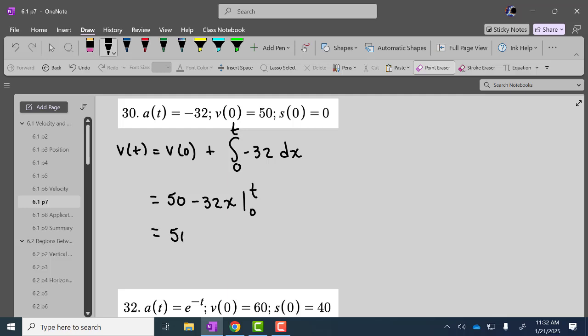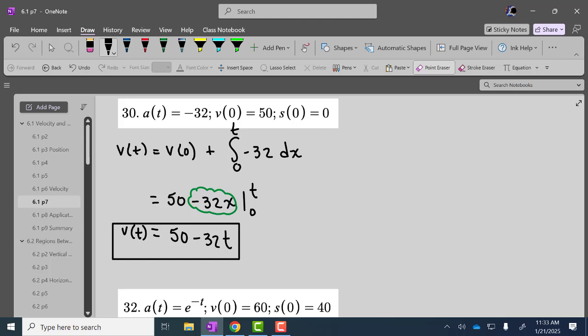So then we have 50 minus 32x. And when we substitute, we're substituting right into this thing. That's our antiderivative. Plug in t, we get negative 32t. If we plug in 0, we get 0. So there we are done. This is our velocity function of t. It's the velocity at some t value in the future, some t value beyond 0. And then we do it again.